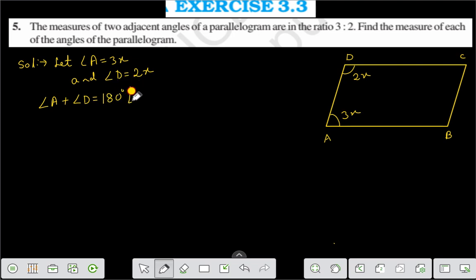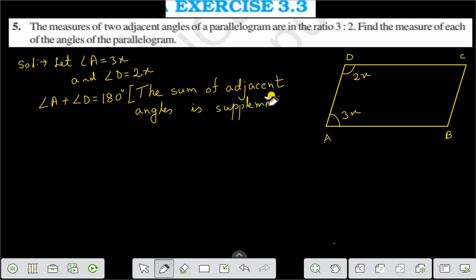What is the reason? The sum of adjacent angles is supplementary. That is 180 degrees.